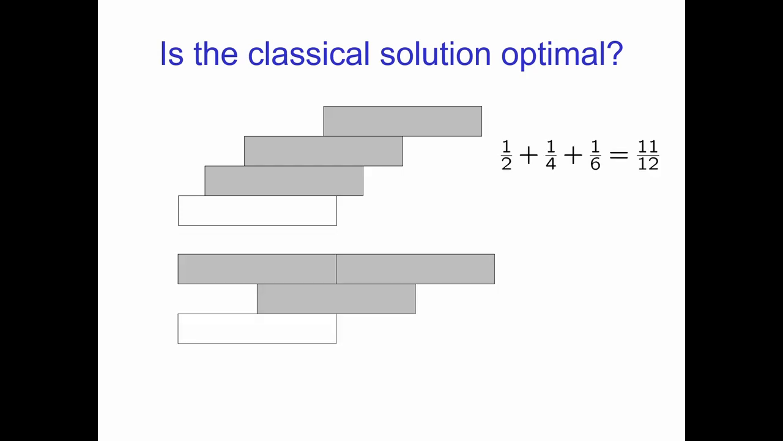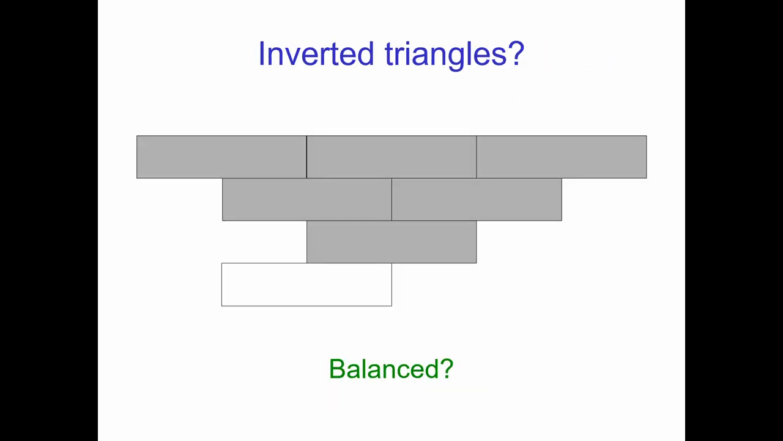But is this really the best? These are harmonic stacks, so it's certainly not optimal. Here is an example with three bricks. Already with three bricks, this configuration does better. It will go to distance 1, while the harmonic stack went to 11 over 12. So the classical solution is not optimal.